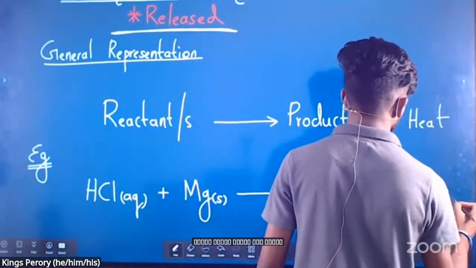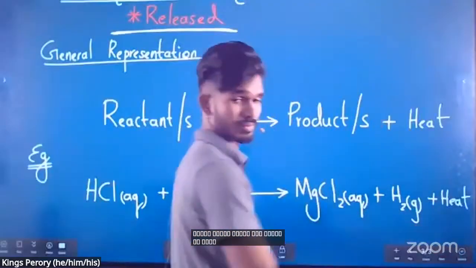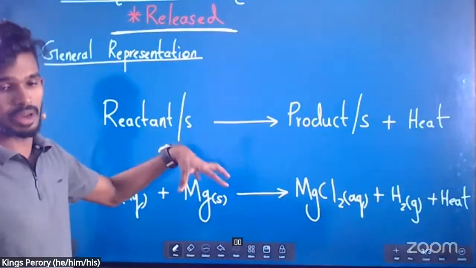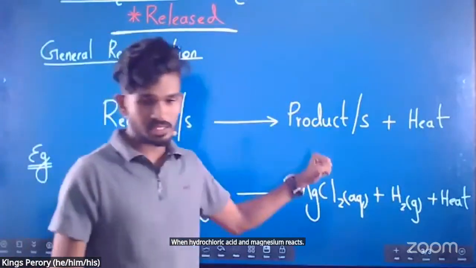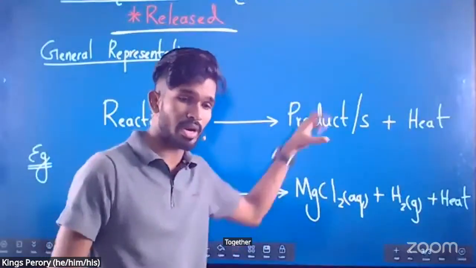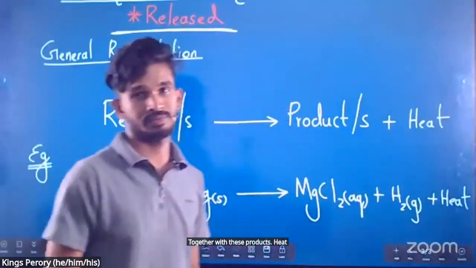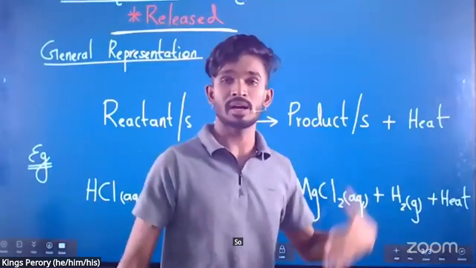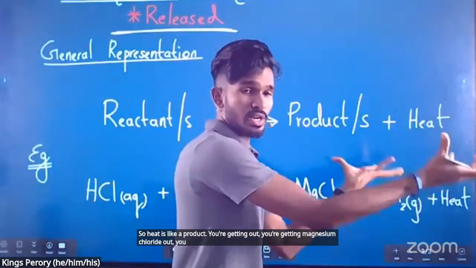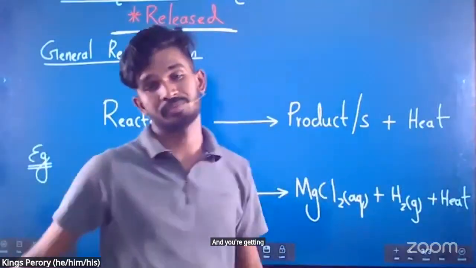So you write heat. So what does this mean? When hydrochloric acid and magnesium react, magnesium chloride and hydrogen gas are produced. Together with these products, heat is also released. So heat is like a product. You're getting magnesium chloride out. You're getting hydrogen out. And you're getting heat out.